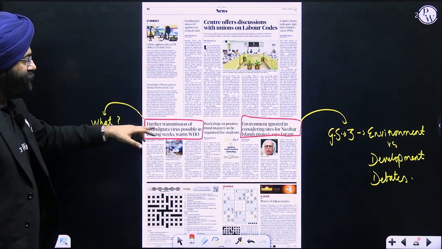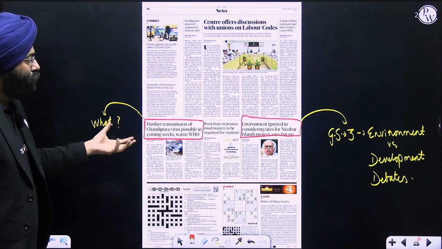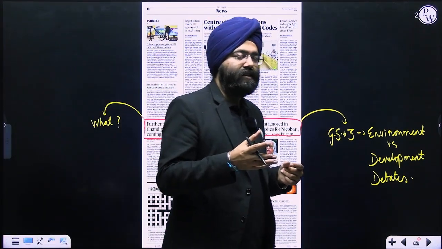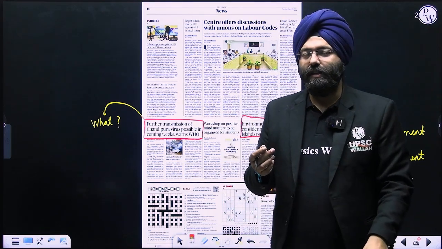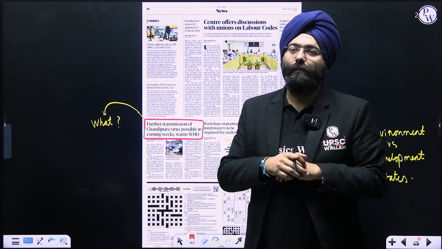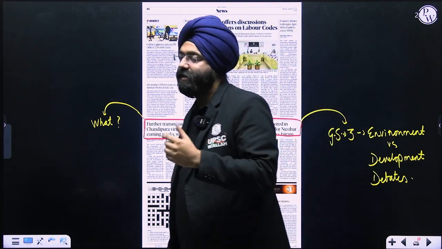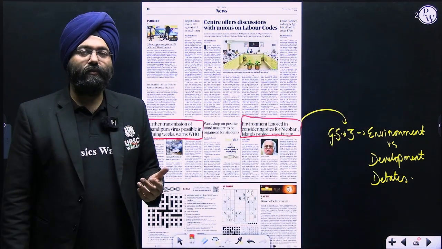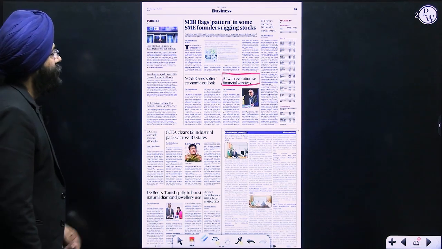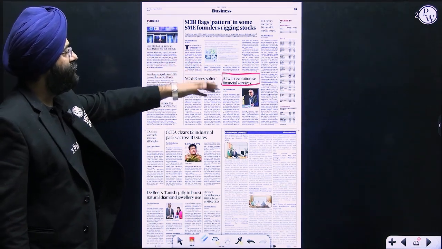Again, transmission of Chandipura virus: you need to know what Chandipura is, because by the time the current affairs magazine comes after a month, they might be analyzing this, but you should know what it is, so at least you will be aware of the things that are happening. This initially takes time, but once you get into the habit, you can read the newspapers very, very quickly, right?